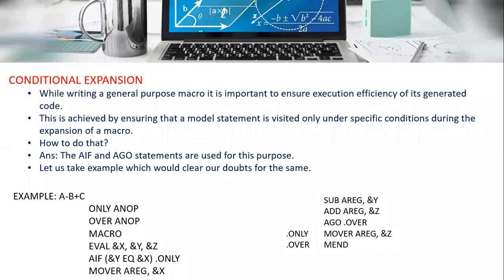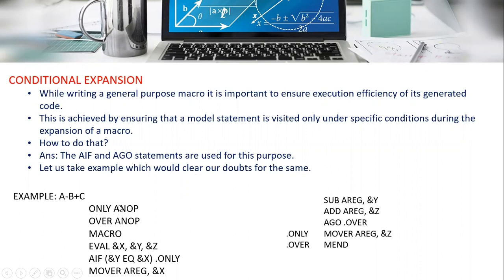If we want to execute some statement under a particular condition, we need to pass that condition. Macros support such conditional statements through the AIF and AGO statements. If we write the code according to a specific condition, we expand the particular statement only under that condition. The macro allows us to do that task, and the AIF or AGO statements can be used for that purpose. Now we consider one example to clear our doubts.